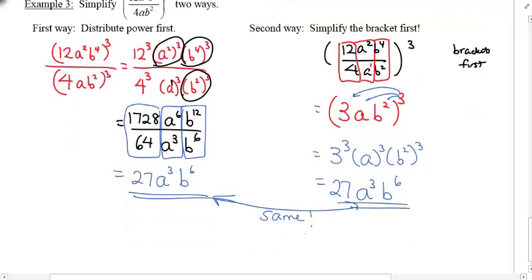So, which way do you like better? It's really up to you. Tell me what you prefer when you come back to class. That's it for this video.